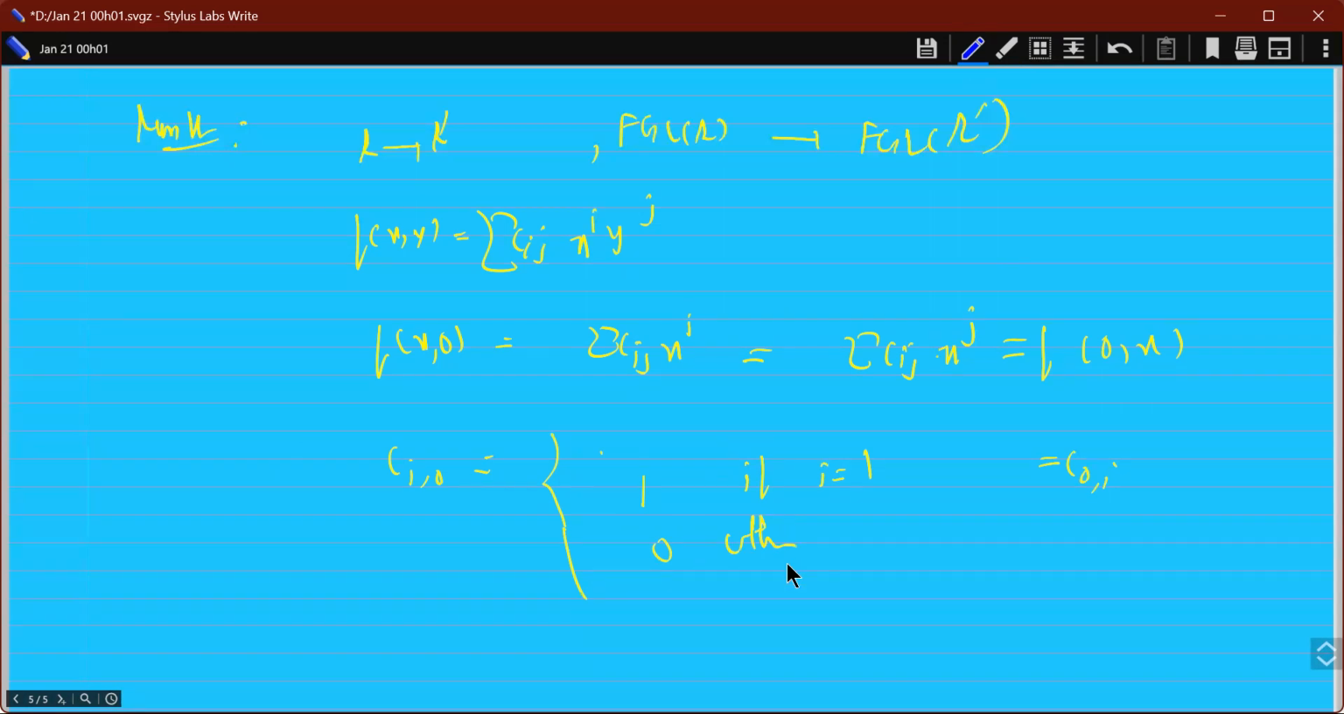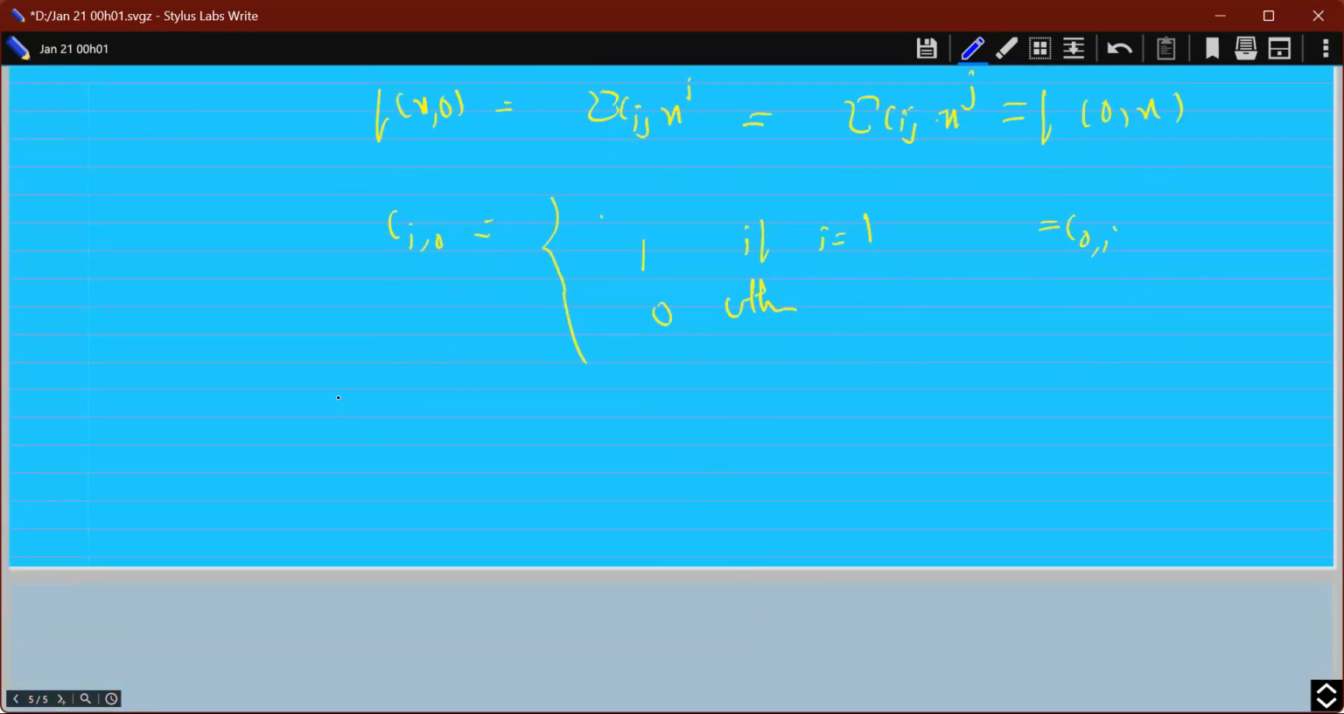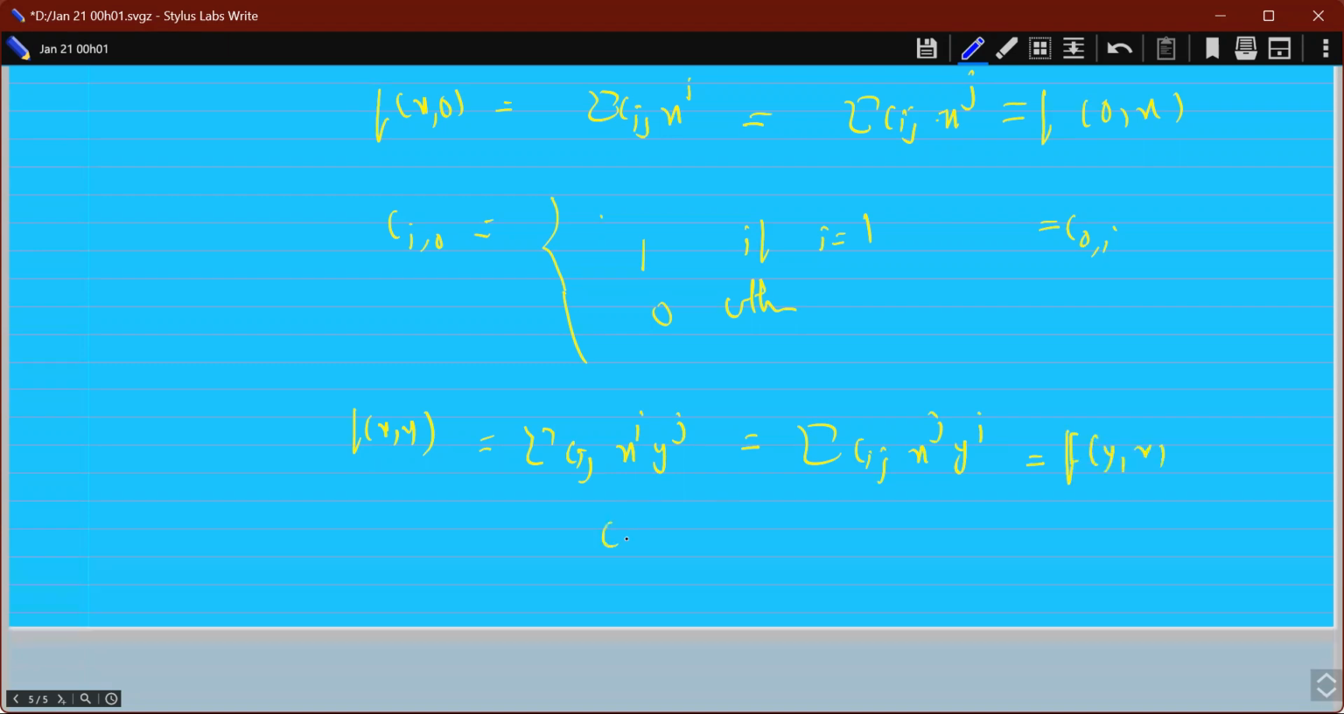Now the second condition: we want this to be equal to this, and from this we get what we get. For the third one, it gets a bit complicated. For the associativity condition, we get complex polynomial equations.